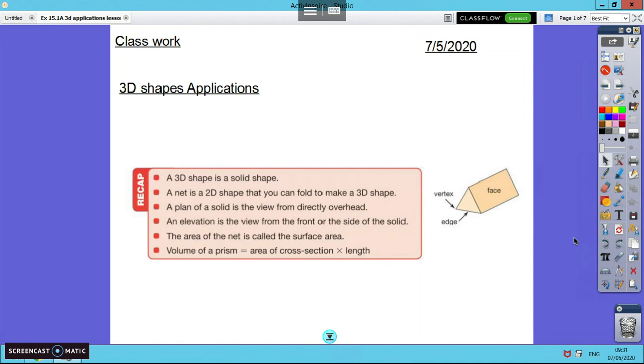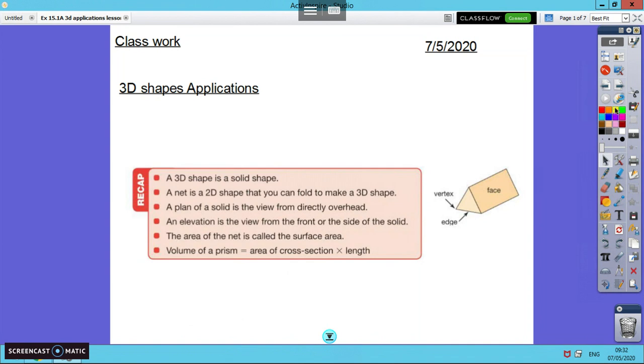So title, date, and there's no learning objective today, but that's okay. I've just got a little recap of everything that we've learnt so far in chapter 15. So you can have a read through there, just check that you're confident with all of those concepts. Obviously the most recent one that we did was the volume of a prism: finding the area of the cross section multiplied by the length. That's the most recent one that we did on Tuesday.